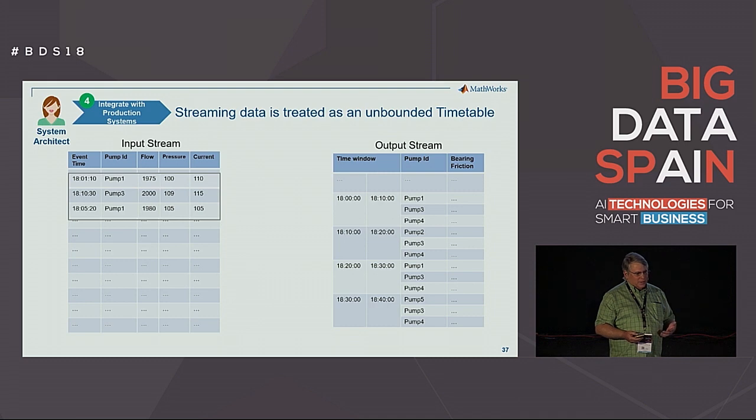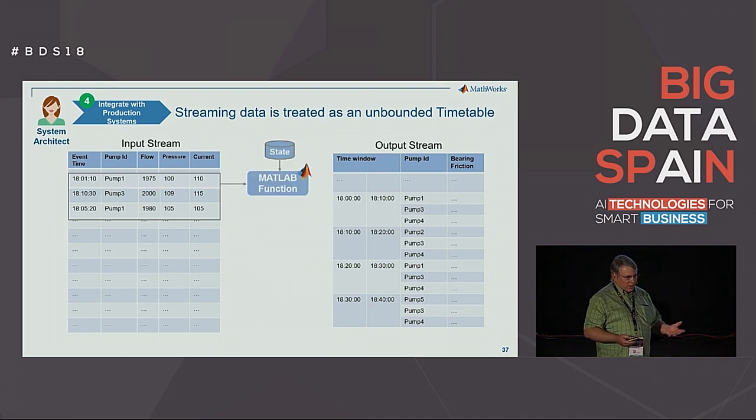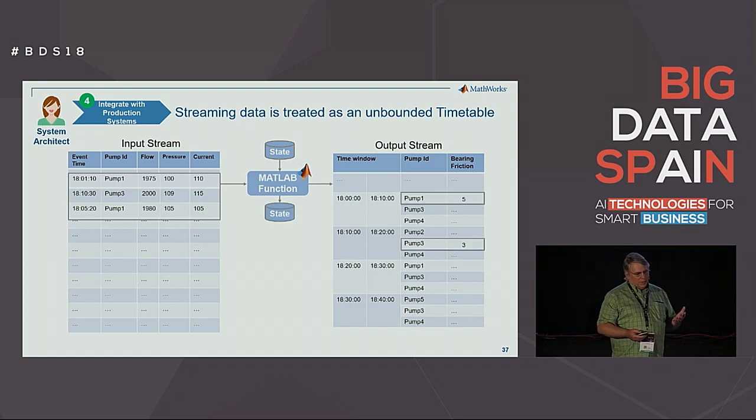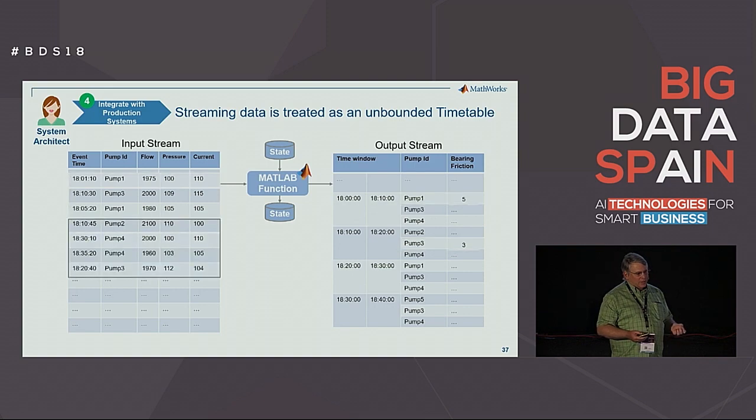So what happens is a window comes in, we apply the MATLAB function, you saw this earlier. We produce an output that goes into our output stream, and we store our state. This is our model state that we have to update on each iteration. We store that into our Redis cache, and we just keep doing that.